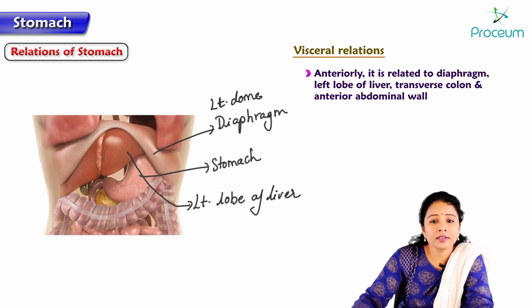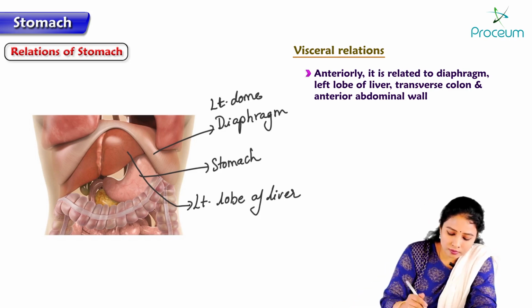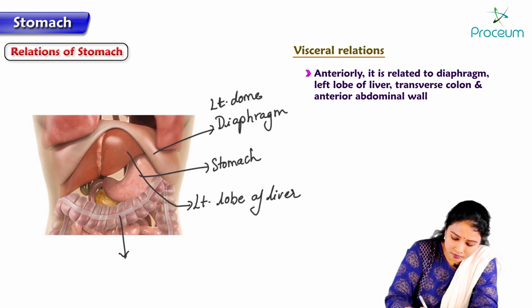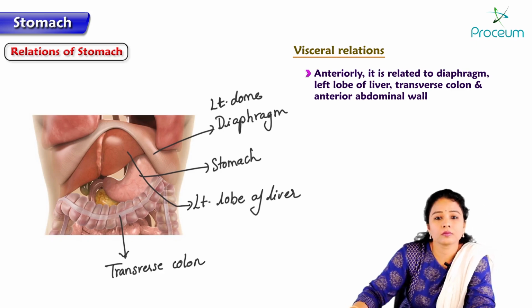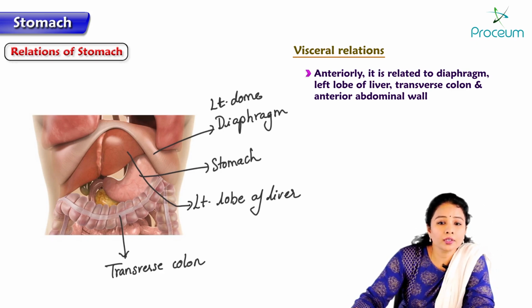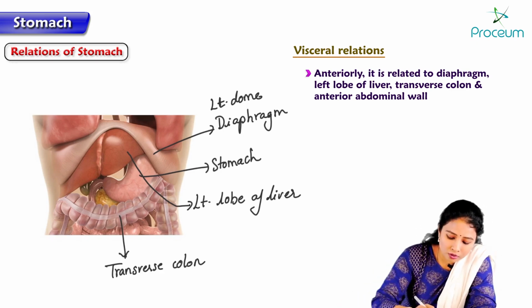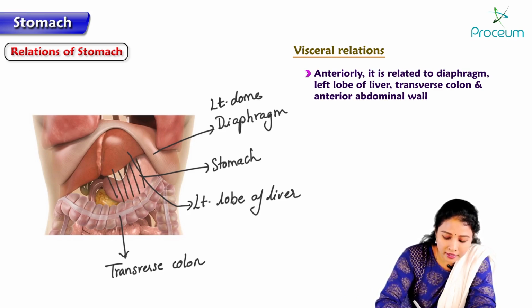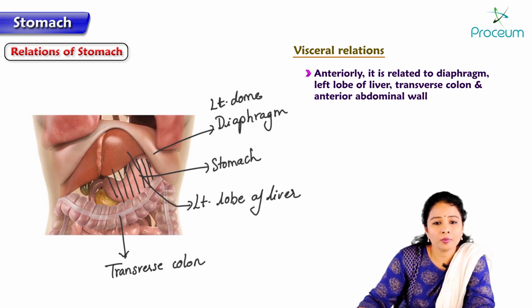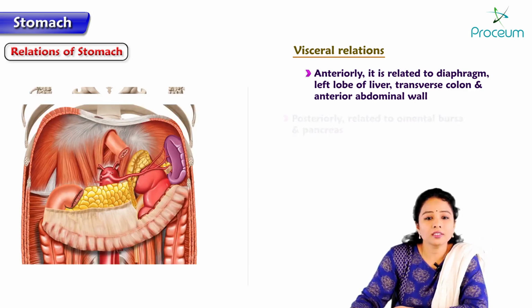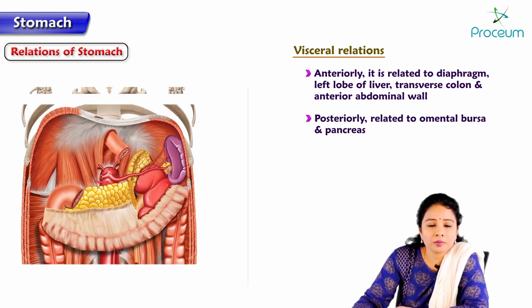And it is related to the transverse colon. And it is also related to the anterior abdominal wall. So the area which is not covered by any visceral organ is directly related to the anterior abdominal wall. So let's see the posterior relations of the stomach.